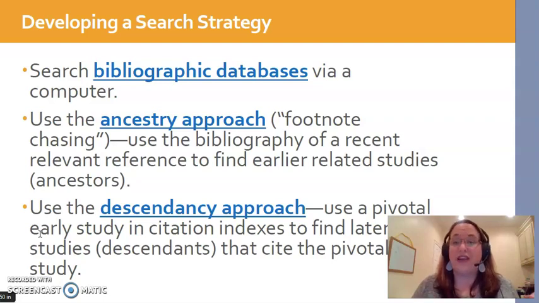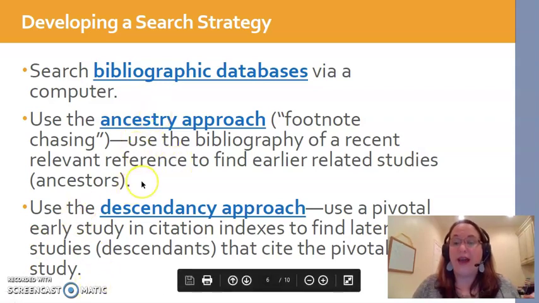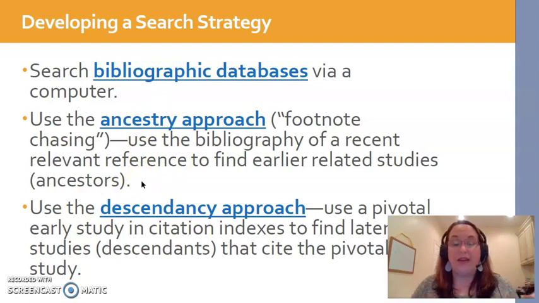The ancestry and the descendancy approaches can be helpful, especially if you found some articles already that look good. With an ancestry approach, you actually comb through the reference section of another publication you've looked at. So for instance, I just found an article that was really good. It was published in 2019 and it's exactly what I'm looking for.